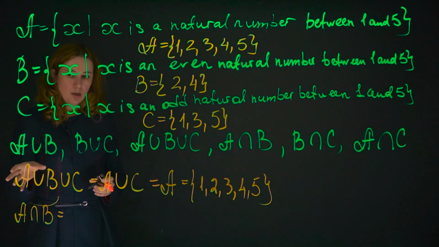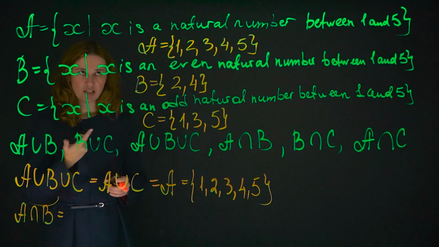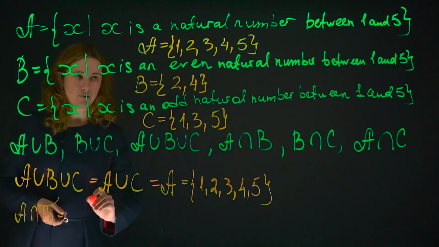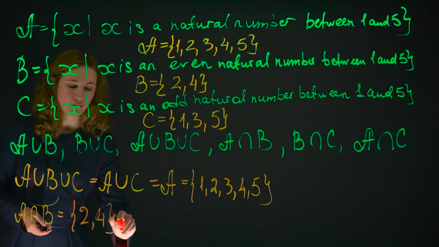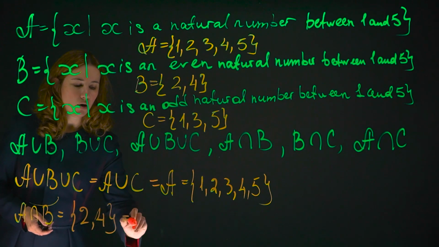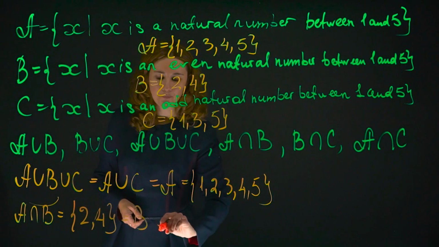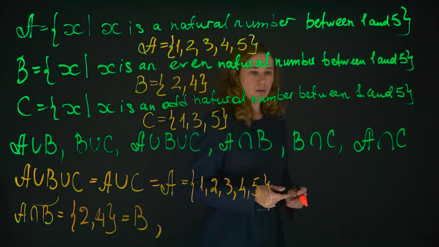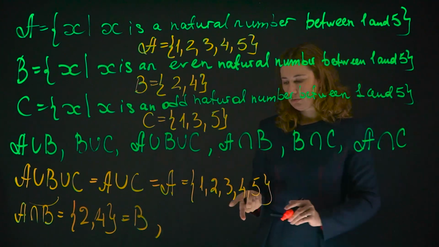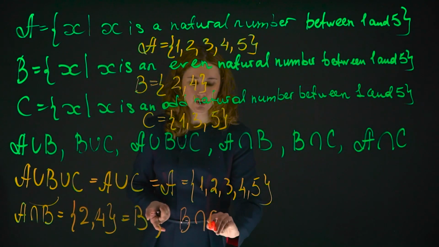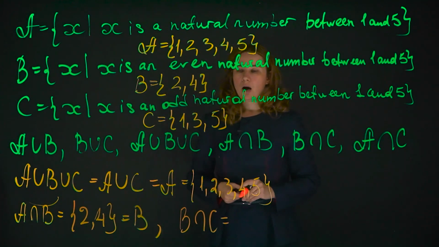So here we need to consider the common part of these two sets, but B is a subset of A, so A intersection B is 2, 4, all our set B. The next question, B intersection C. We need to calculate B intersection C. We need to find the result of this operation.